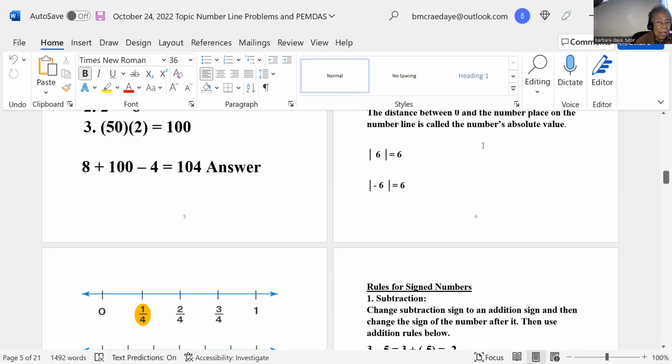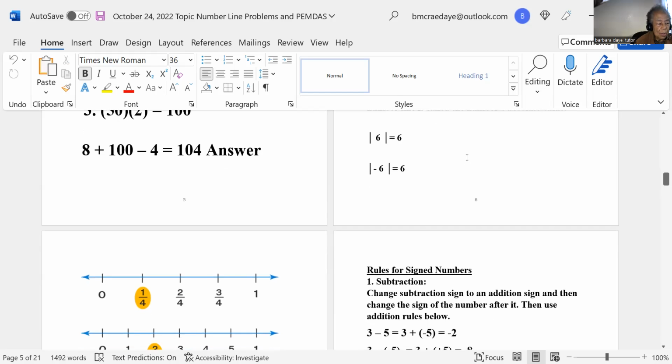Is that clear, Marietta, absolute value? Remember, it's just the number of spaces, the number of places from the number on the number line to 0. That's all absolute value is. So from -6 to 0 is 6 places.